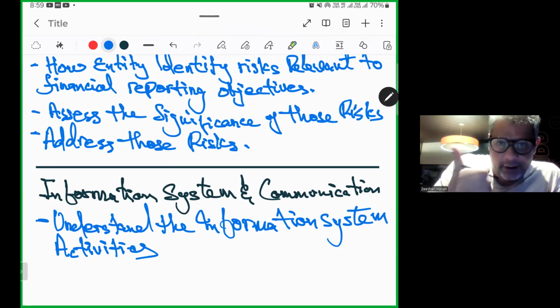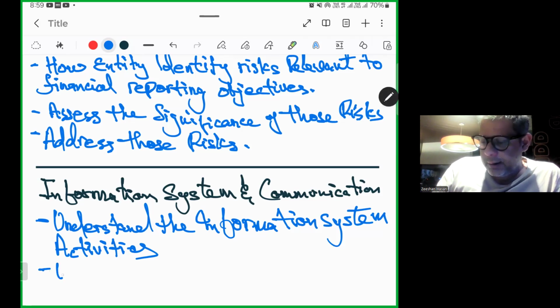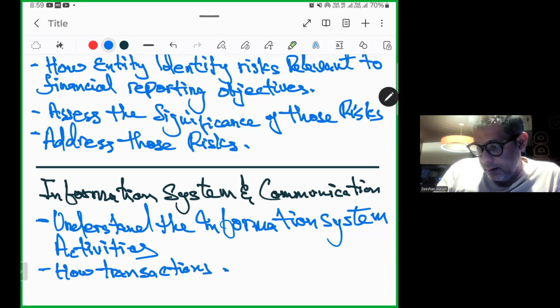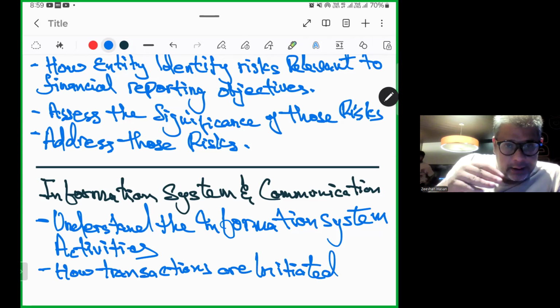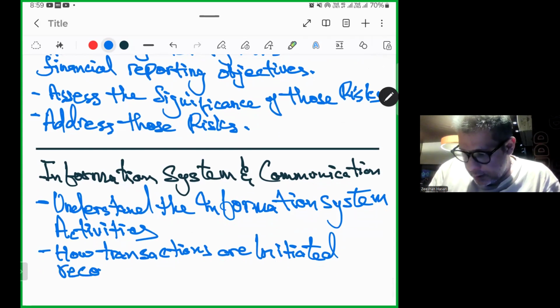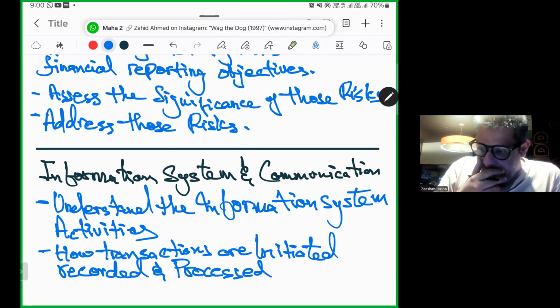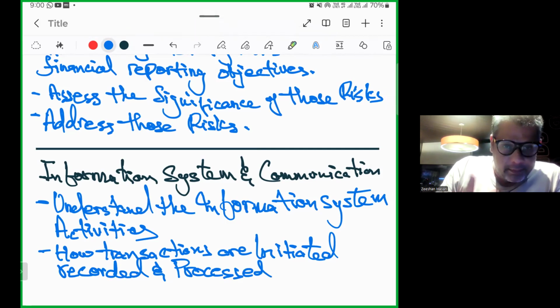Activities, by including its data information, the resources used in such activities, the policies defined for significant classes of transactions, how account balances and disclosures are affected. You need to take the understanding of how transactions are initiated, recorded, and processed, corrected as necessary, incorporated in the general ledger and reported in the financial statements.